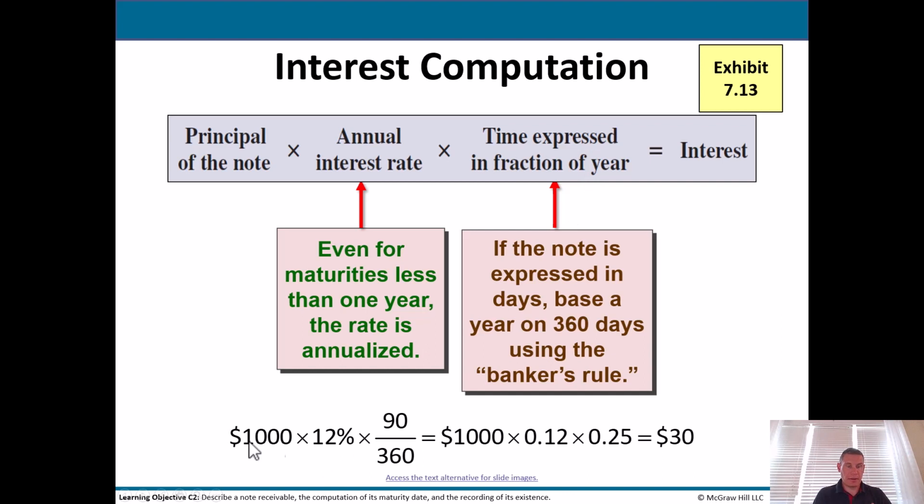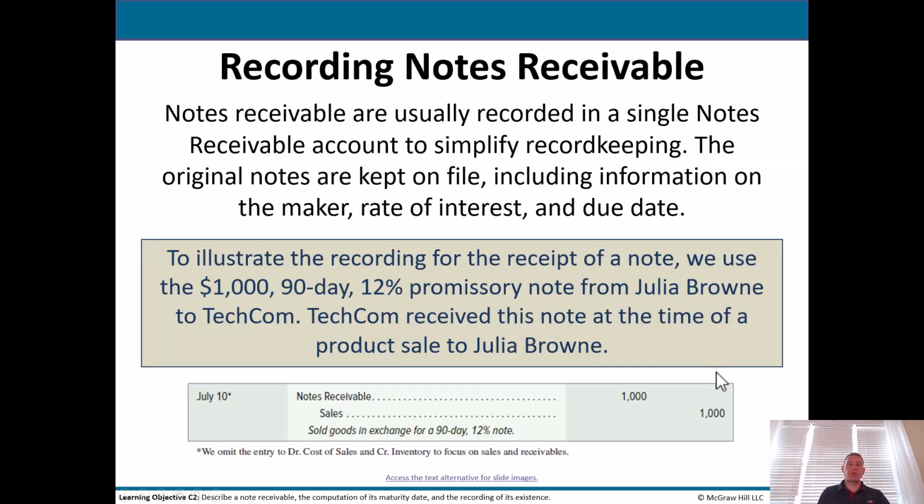So as an example down here, 1,000 times 12%. Just be careful putting that in a calculator, times 90 over 360. You could always decimalize that, or you can just think about your order of operations, and then you can simplify it like I did here. 1,000 times 0.12 times 0.25. So the interest is based on $1,000 principal, based on 90 days or 3 months, the interest is $30. Because remember, interest is always expressed as a percentage for a year.